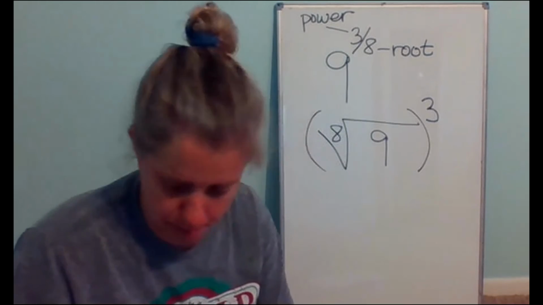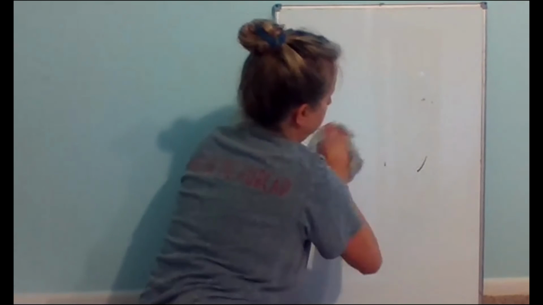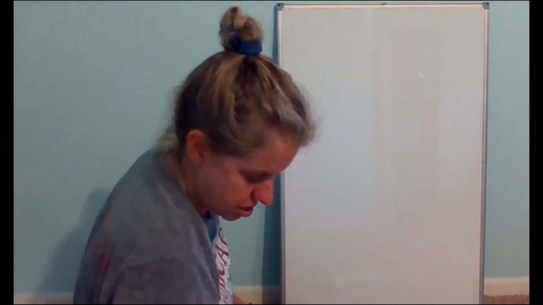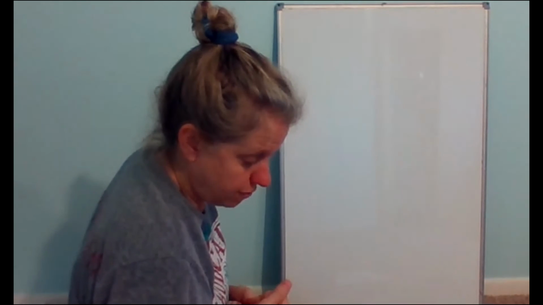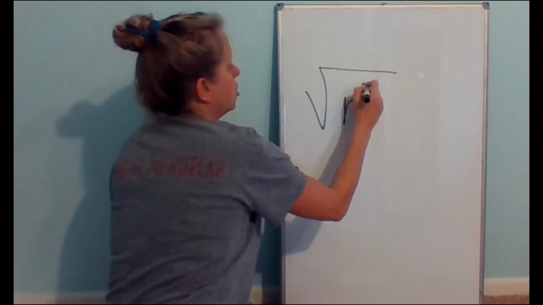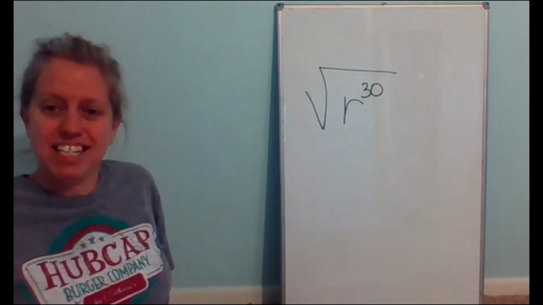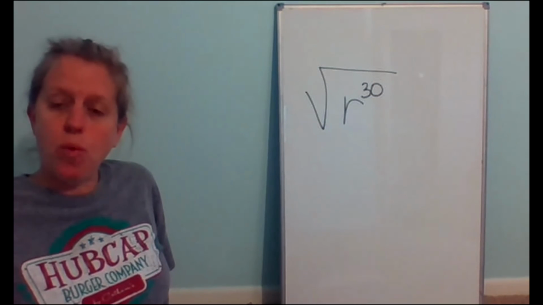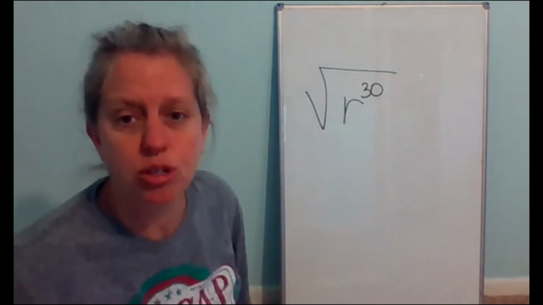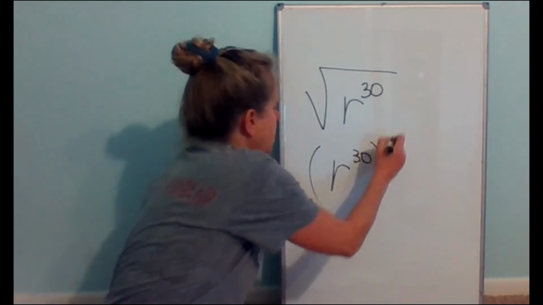All right, last problem, number 9. You have simplify by first converting to a rational exponent. I've got the square root of r to the 30th power. So first of all, let's rewrite that as an exponential expression. What does square root mean I need to do? It's the same thing as raising what's underneath here to the 1/2 power. So I have r to the 30th to the 1/2 power.